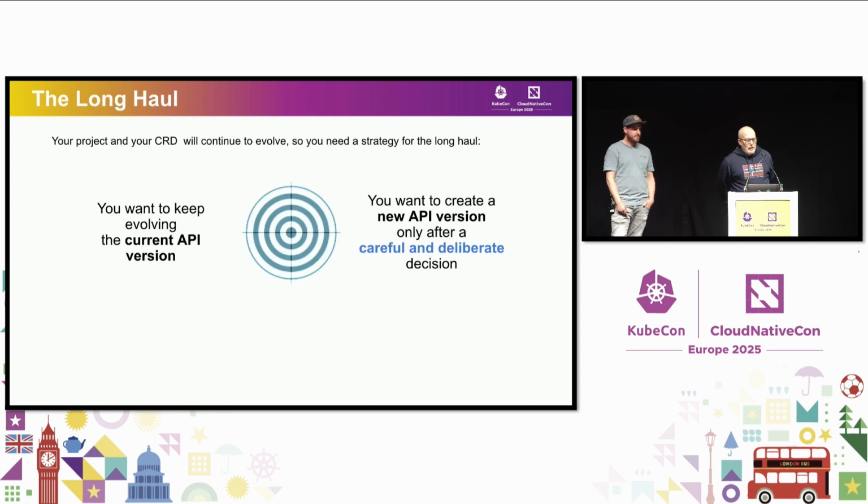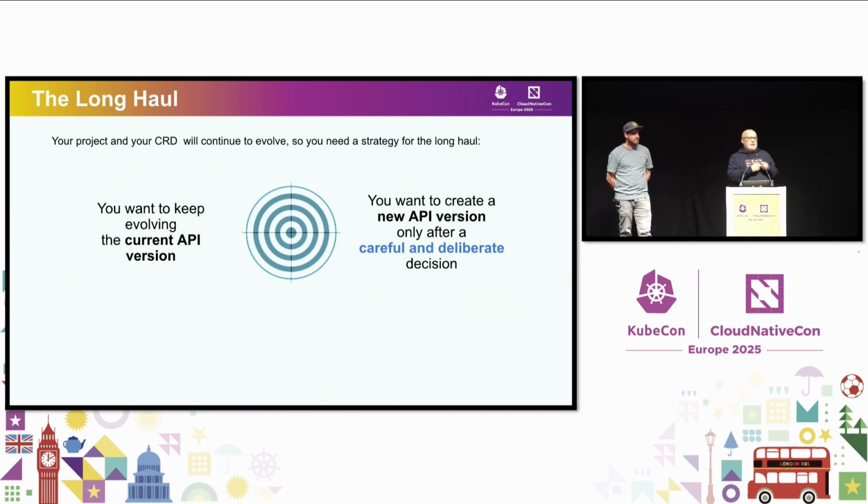So, the long haul. Let's start with a poll. How many of you are maintaining a software project, or contributed to a software project, no matter if upstream or downstream, open source or not? Let's raise a hand, please. Okay, some good developer vibes in the room. So, you all probably know that every software project keeps evolving. As soon as users start using your project, you start getting feedback. You start getting requests for improvement. And so, also your API or your CRD have to improve.